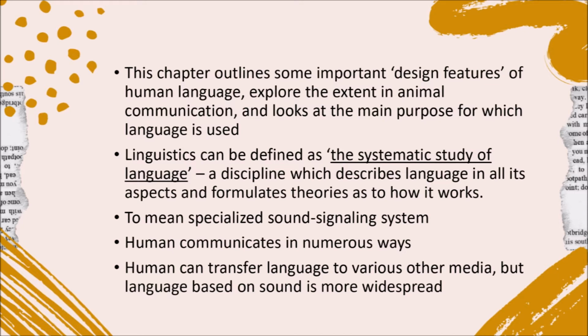This book, in common with most linguistic books, uses the word to mean the specialized sound signaling system which seems to be genetically programmed to develop in humans. Humans can, of course, communicate in numerous other ways. They can wink, wave, smile, tap someone on the shoulder, and so on. It is also clear that humans can transfer language to various other media: written symbols, braille, sign language, and so on. However, language based on sound is more widespread and perhaps more basic.